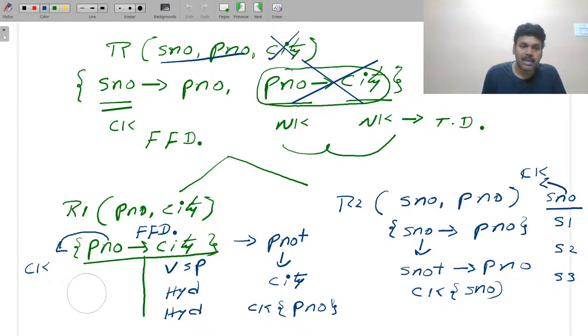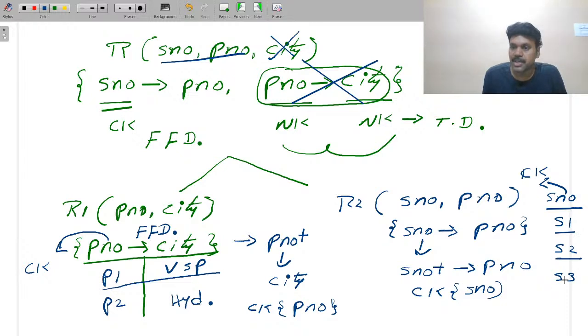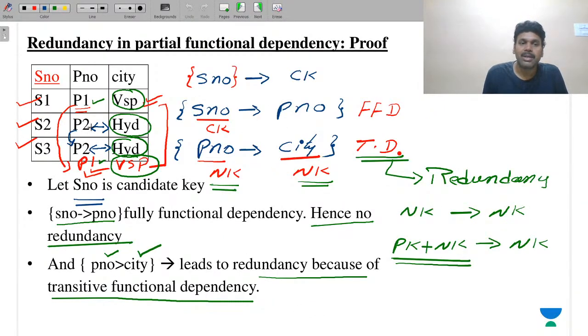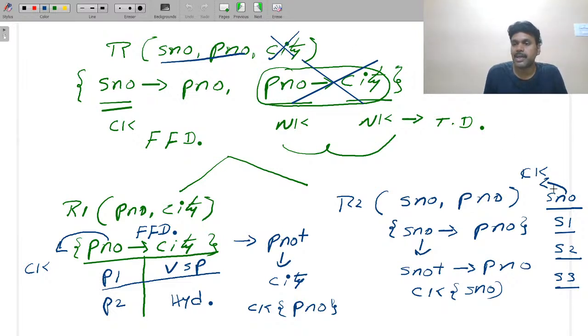It's not S1. P1 data you're supposed to write. So I'm taking P1 and P2. So I don't require second this also because already we wrote the bound value of your P2. So P1 VSP, P2 Hyderabad. So here S1, S2, S3, and you know the P1 values, P number values, sir. You can write like this: P1 and P2 and P2 other values. So we will write P1 and P2 and P2.